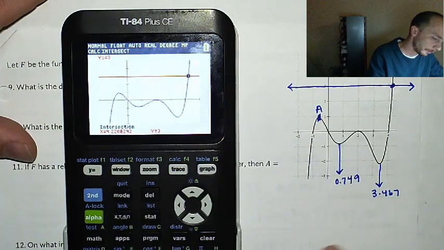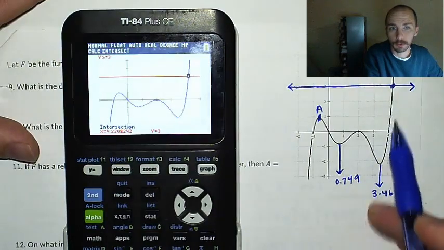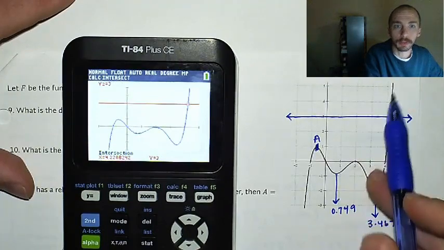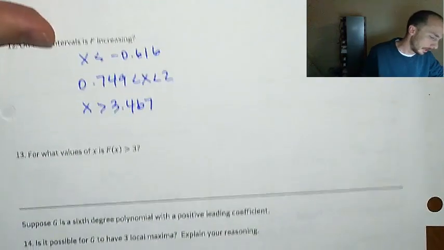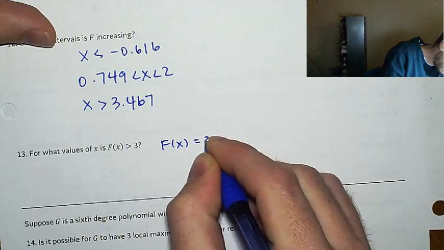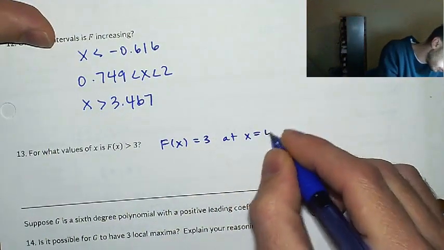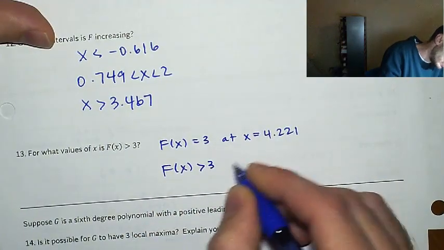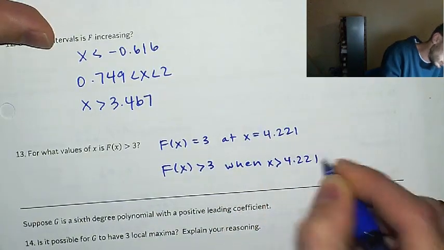4.221. So if x is beyond 4.221, then I know that y is going to be greater than 3, and I'll know that f of x is greater than 3. So I'm going to say f of x equals 3 at x equals 4.221. f of x is greater than 3 when x is greater than 4.221.